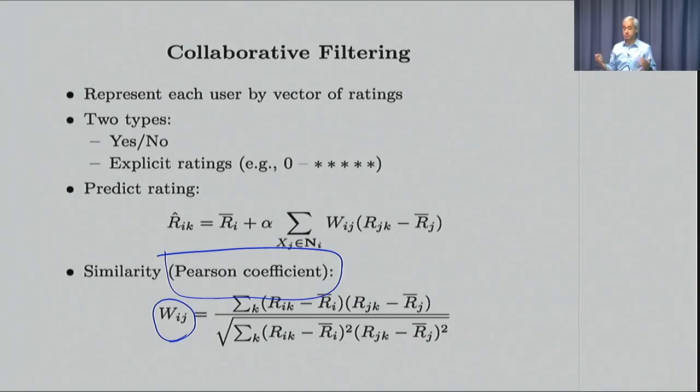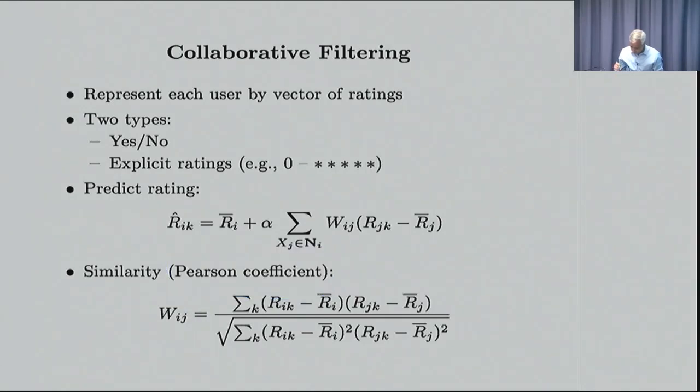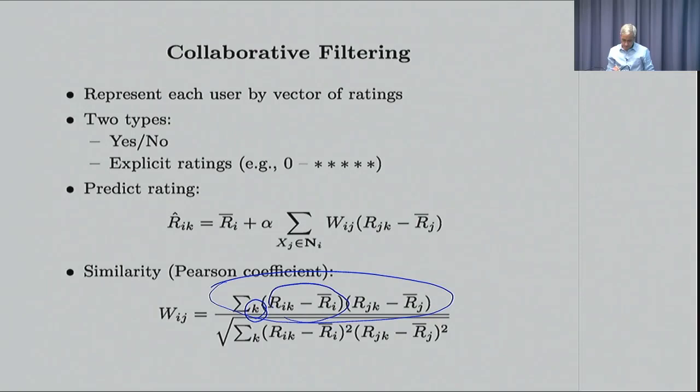But what is the idea? Well, you have two vectors, and the correlation coefficient is just measuring how similar those vectors are. But how are we going to measure that? It's in the following way. The numerator is just a correlation between the two users. Meaning what? It's the sum over all the items of the product of the difference between the first user's rating and his average, and the second user's rating and their average.